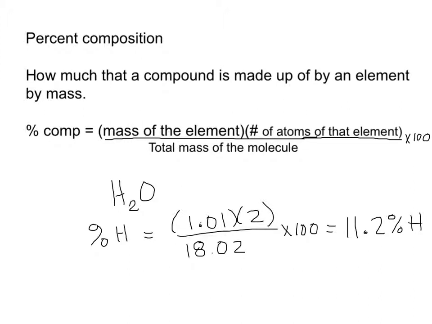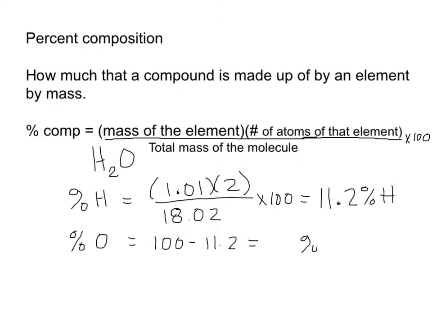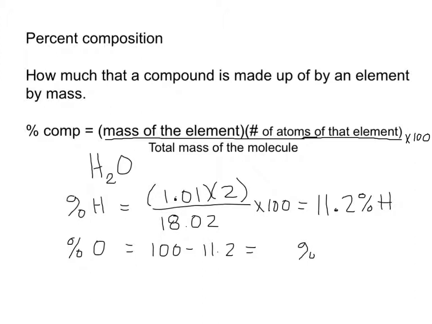Now, since percents add up to 100, and this compound is only made up of hydrogen and oxygen, you could subtract the percent of hydrogen to get the percent of oxygen. You could figure out the percent of oxygen by subtracting the percent composition of hydrogen from 100. Since percents add up to 100, you would get that the percent composition of oxygen is 88.8%.